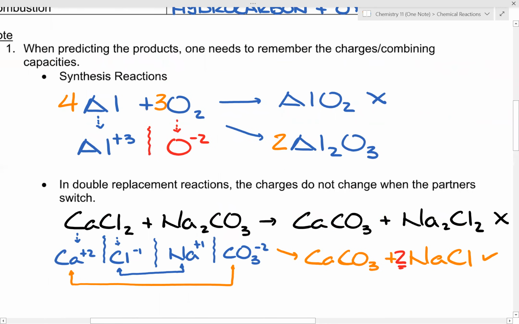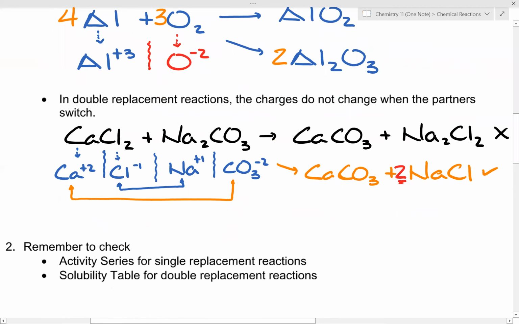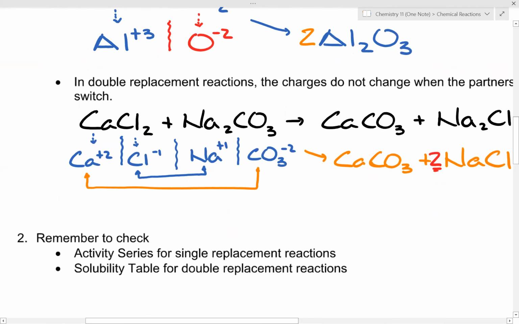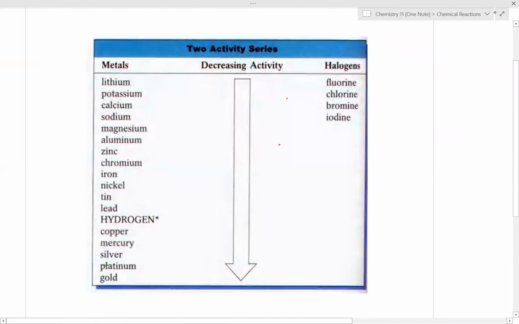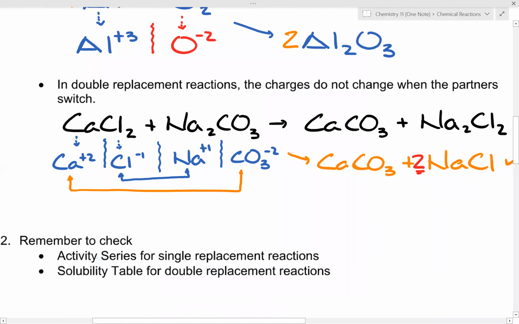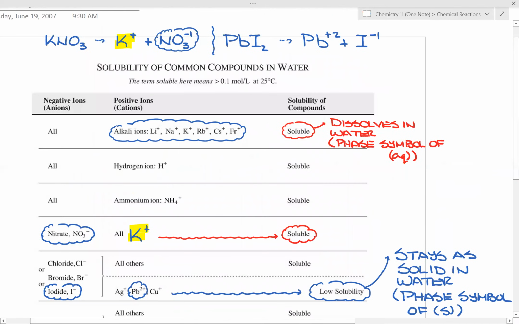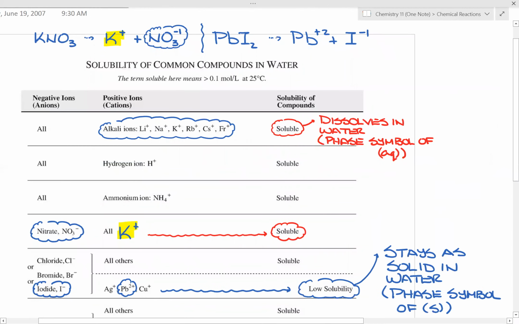Now, when you are predicting products, you always want to check the activity series. Remember, is the element in a single replacement reaction able to displace the element in the compound? Remembering this table here, are you able to use this table? And use the solubility table for double replacement reactions. And hopefully you remember last day's lesson where we talked about making sure you write down the phases of the products in a double replacement reaction.